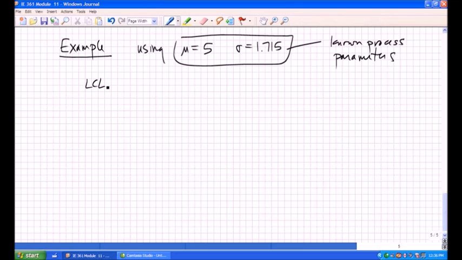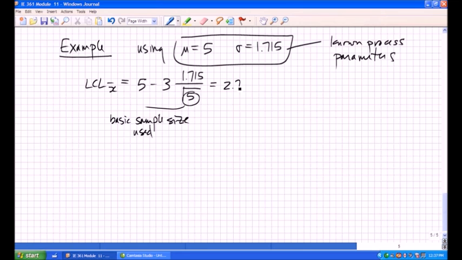We would have a lower control limit for x bar that is 5 minus 3 times 1.715 over the square root of 5. This 5 is there because that's the basic sample size. If the Deming drama had been done with samples of size 4 or samples of size 3, that number would not be 5, but would be the basic sample size used. This turns out to be 2.7.